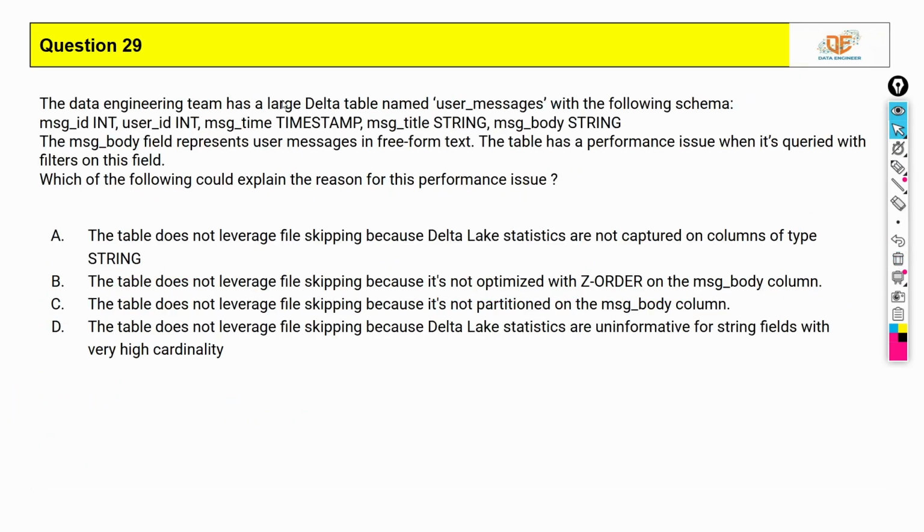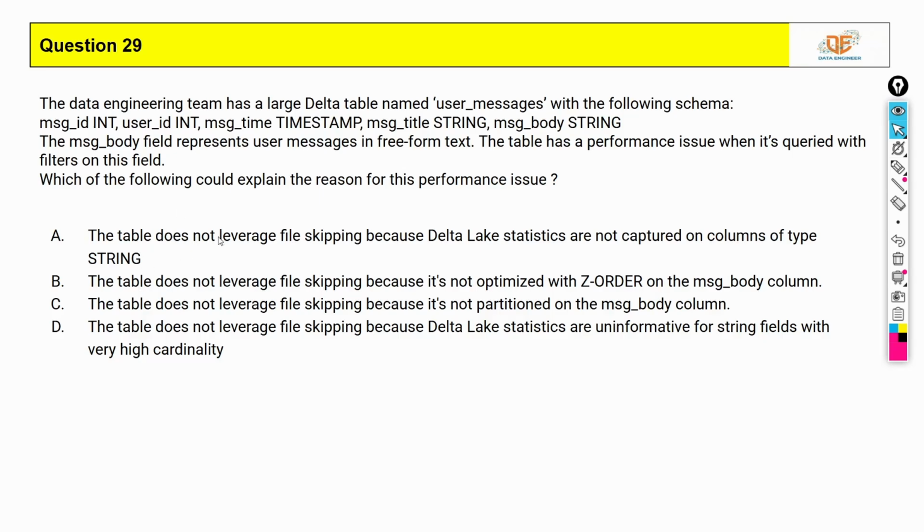A data engineering team has a large Delta table named user_message with the following schema. Okay, so they have these many columns. The message body represents a user message in free text. The table has the following issue and it's queried with the filter. Which of the following could explain the performance issue?